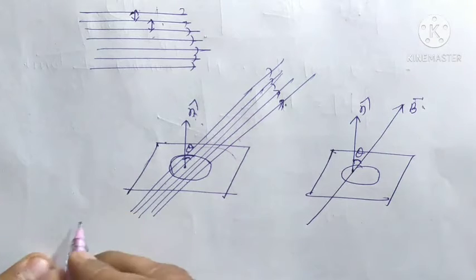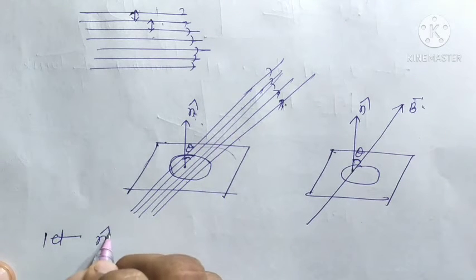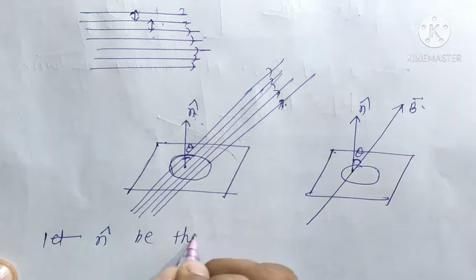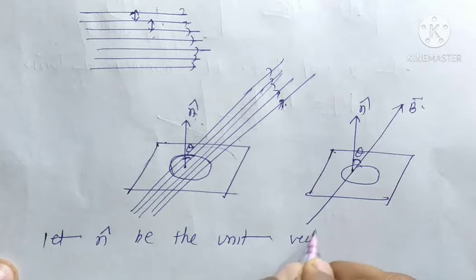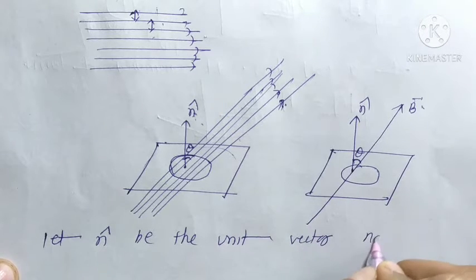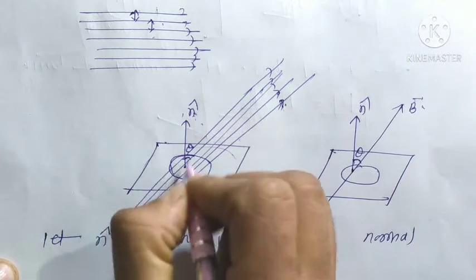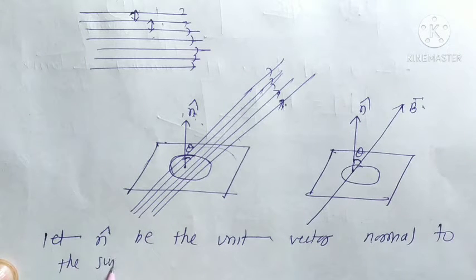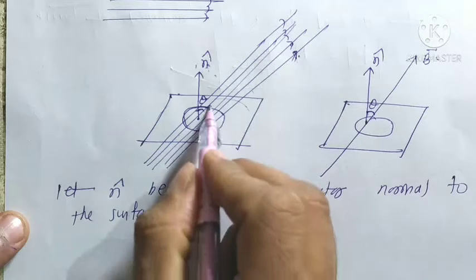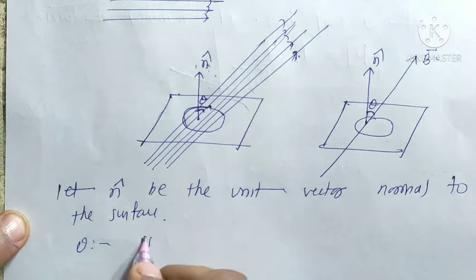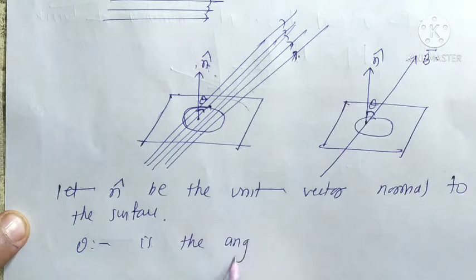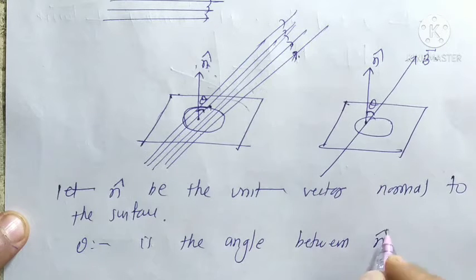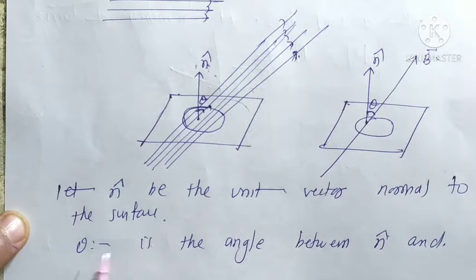So we write here, let n cap be the unit vector normal to the surface. And this theta is the angle between the unit vector and the uniform magnetic field.